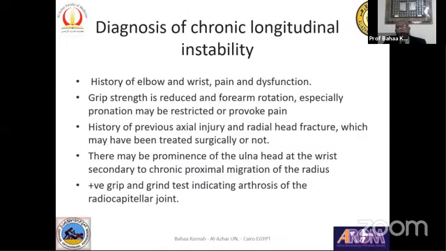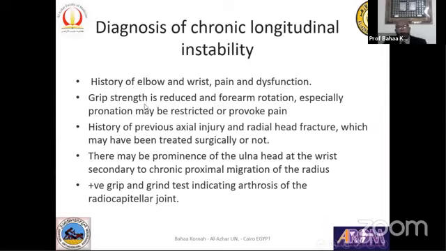Diagnosis of chronic instability. This is what we mentioned before, the diagnosis of an acute instability. Now we are moving to diagnosis of chronic longitudinal instability. Always don't forget the history of elbow and wrist pain and dysfunction. Grip strength is reduced when you examine the patient.